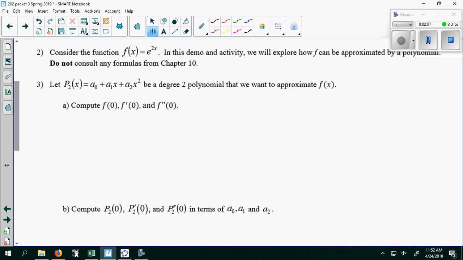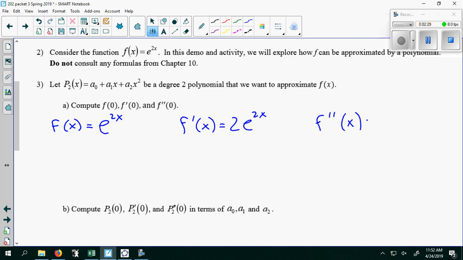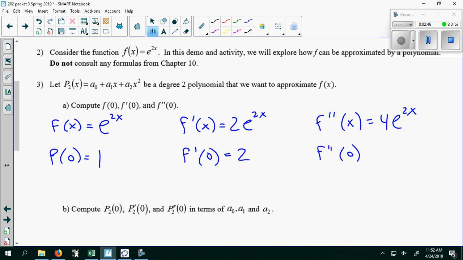Okay, so we're going to start by computing f of 0, f prime of 0, and f double prime of 0. And in order to be able to plug 0 into something, you need a formula. So I'm going to start with f of x, which is e to the 2x, and f prime of x, which is 2e to the 2x, and f double prime of x, which is 4e to the 2x. And then I'm going to plug 0 into all of these. f of 0, e to the 0 is 1. f prime of 0 is 2 times 1, which is 2. And f double prime of 0 is 4 times 1, which is 4.